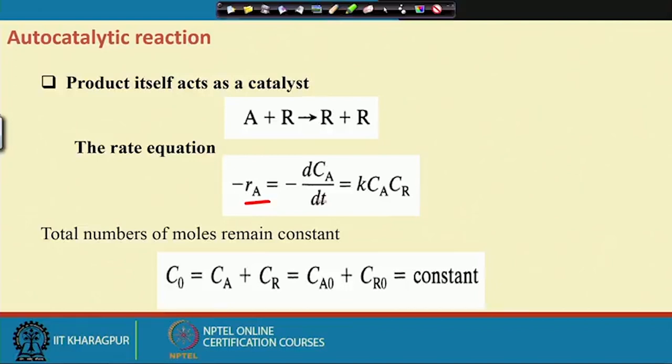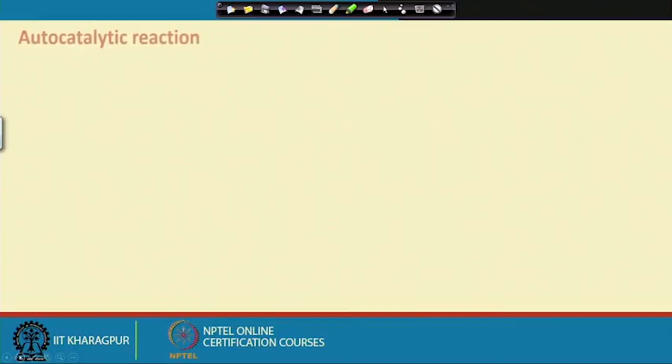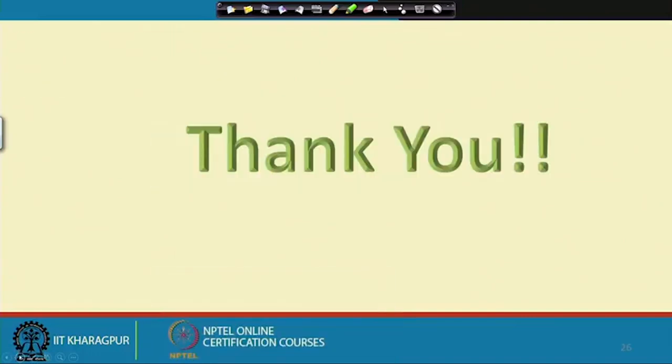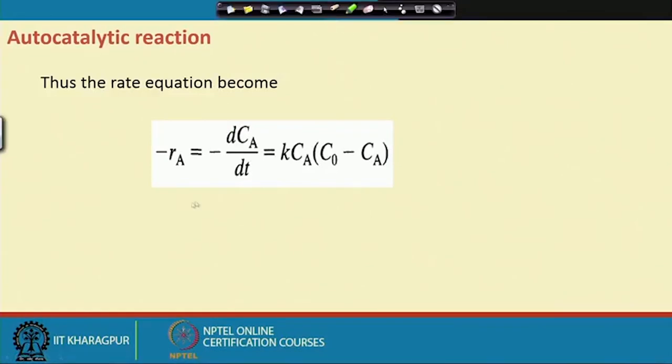You see that the rate of A equals k into C_A times C_R, because it is proportional like this. What is C0? If we assume C0 is the concentration of A plus the concentration of R, so C_A0 plus C_R0 should be equal to a constant. So this expression we can write in this form, the final expression. C_R equals C0 minus C_A. So the rate of substrate conversion we can express like this.